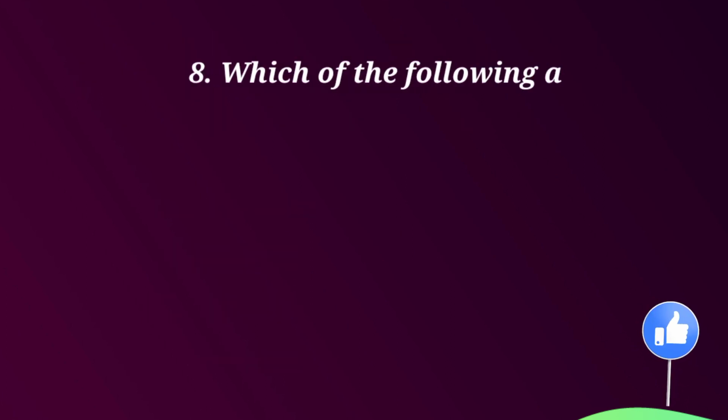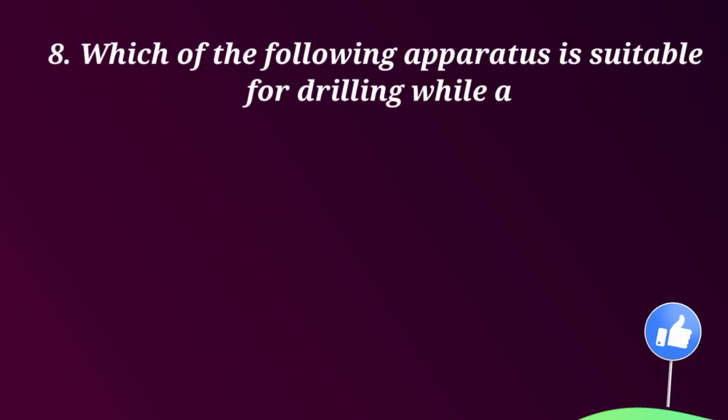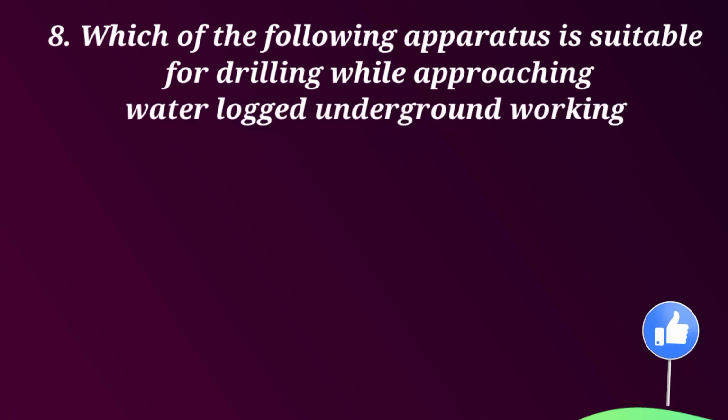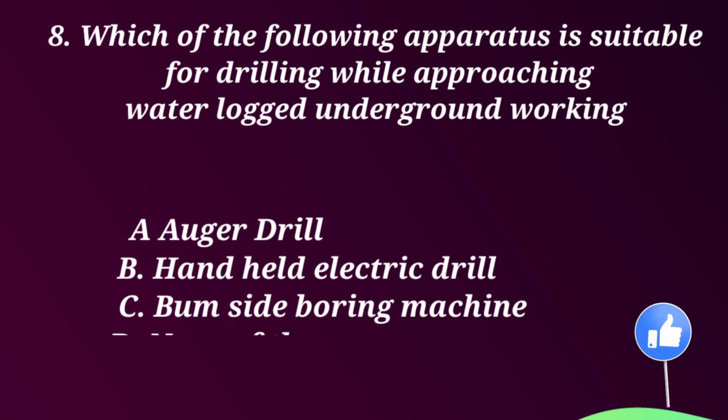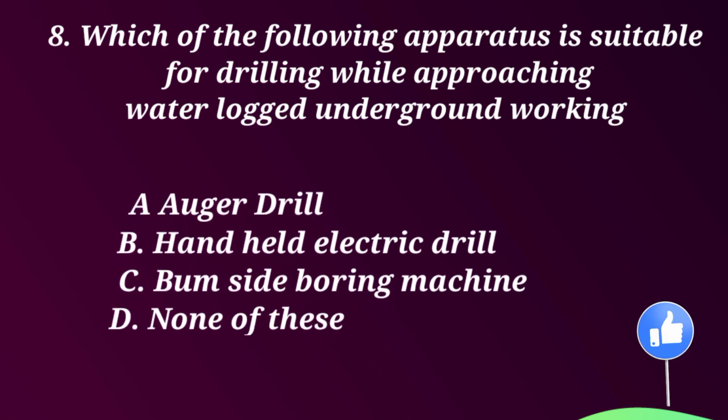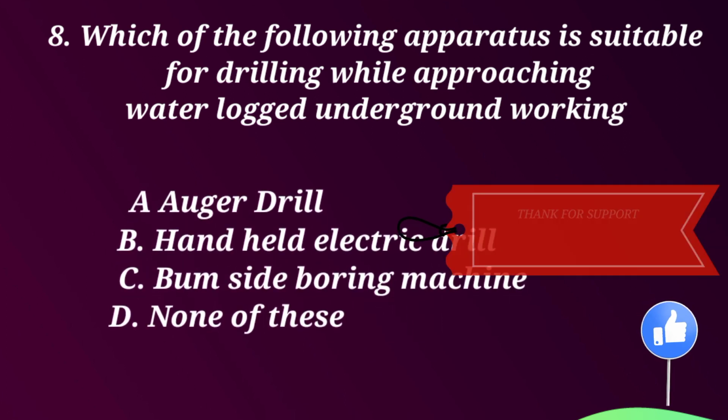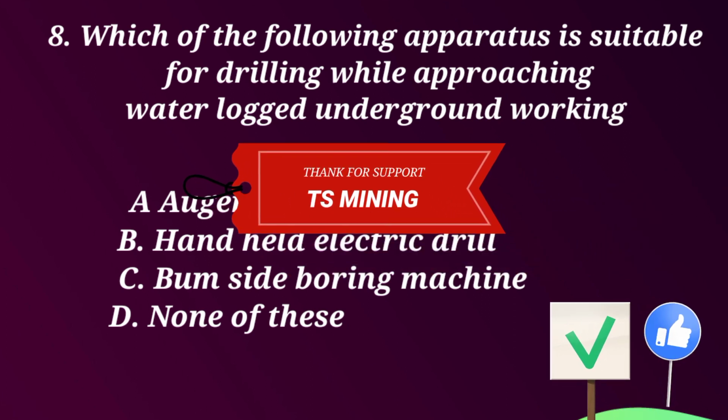Which of the following apparatus is suitable for drilling while approaching waterlogged underground working? A. Auger drill. B. Handheld electric drill. C. Bumpside boring machine. D. None of these. Iska sahi jawab ye wala hai.